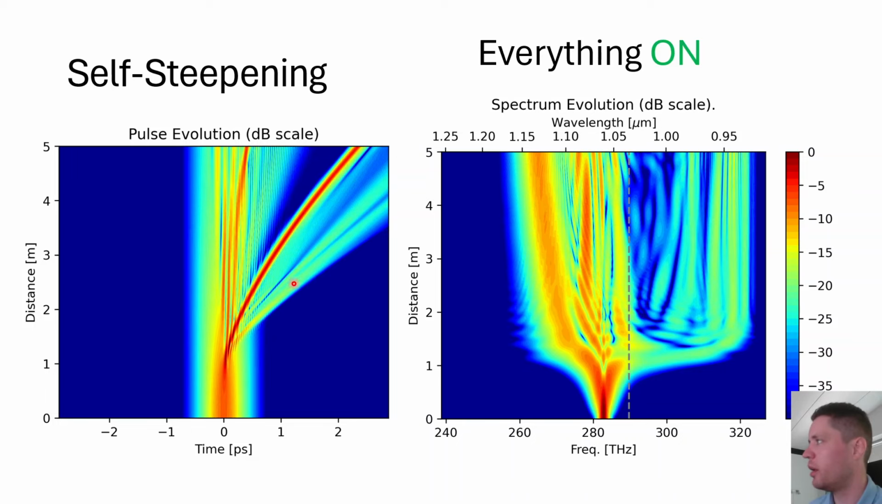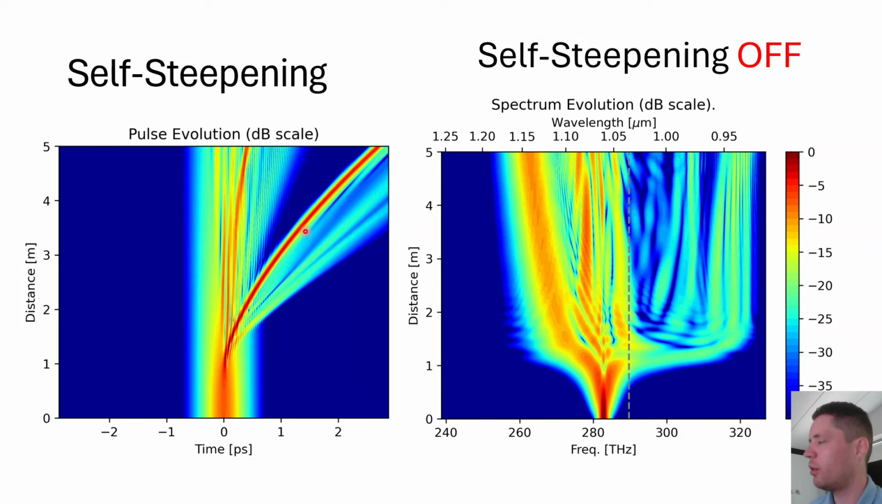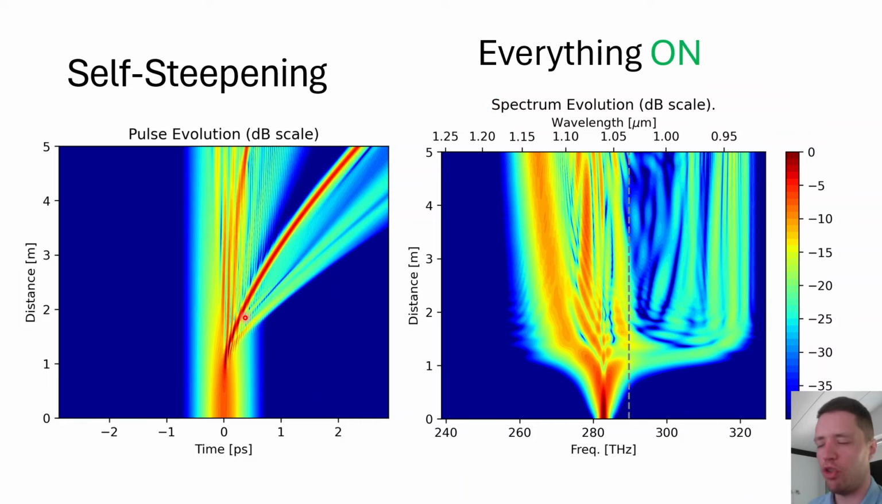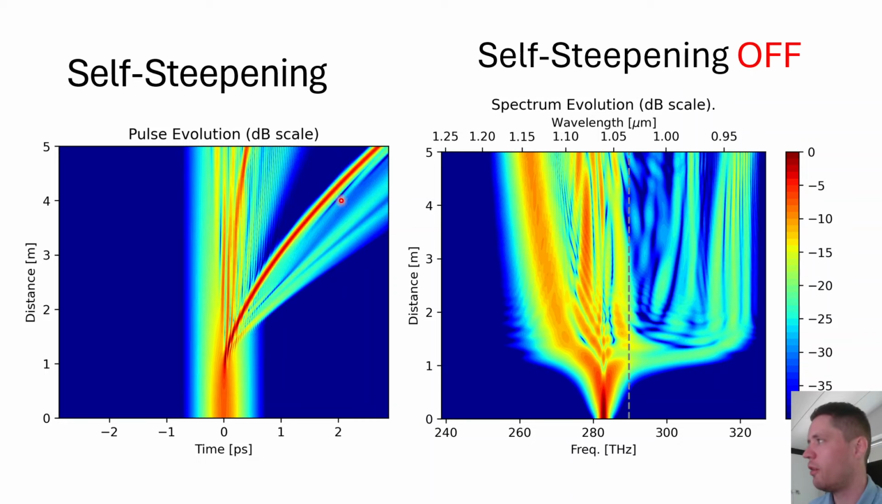That should also explain why we see the Raman soliton drifting away much more quickly when self-steepening is off, because without that additional blue shift from self-steepening, the pulse gets more red, all things being equal, and therefore it drifts off more quickly. So anyway, it's kind of interesting that self-steepening plays a role in the evolution of the spectrum, but all things considered, a fairly minor one.